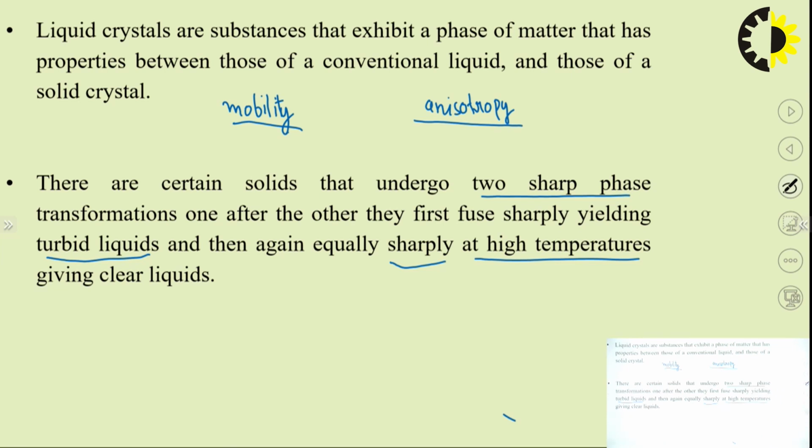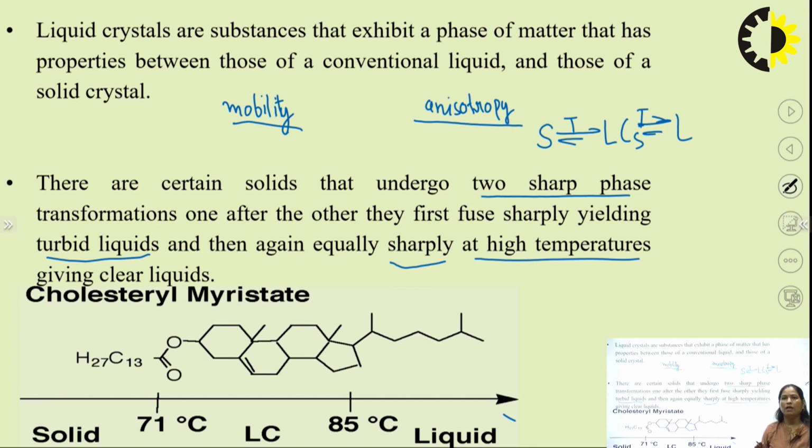into clear liquid. So we can say when solid at some transition temperature converts into turbid liquid, it is known as liquid crystal. Then it converts into liquid at very high temperature, again a transition temperature came. So the molecules, the structure, the phase which is having two transition temperatures are known as liquid crystal.